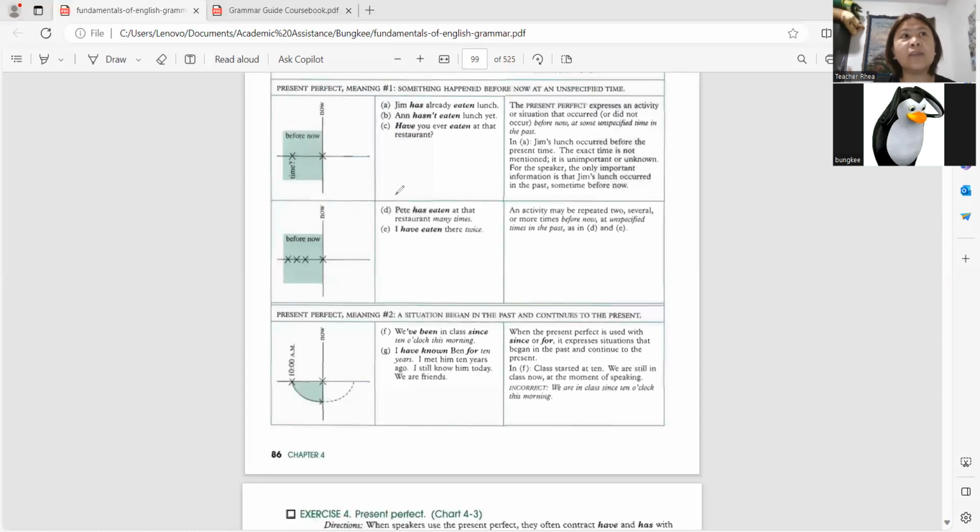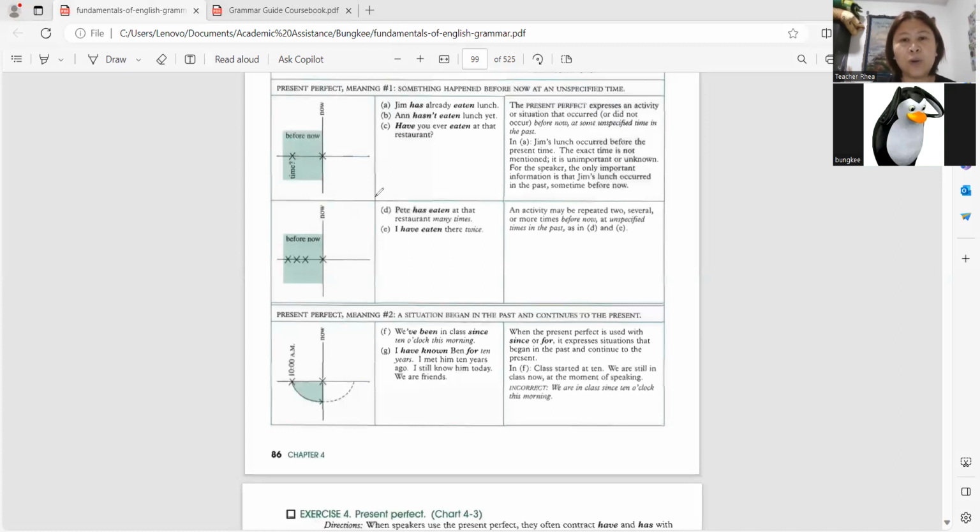when you are not sure of the time, right? It happened a while ago, it happened in the past, but you did not know the time when it happened. So you're not sure of the time when it happened. And present perfect expresses an activity or situation that occurred or happened before now at some unspecified time in the past. So before now, it happened before, just before now, and not a specific time in the past.